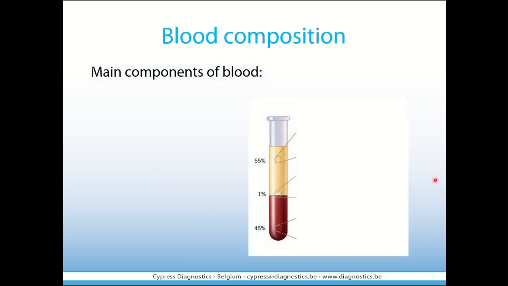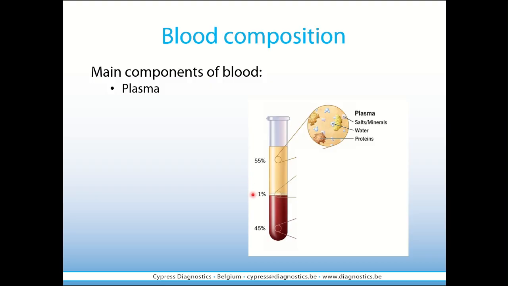To understand the measurement principle of the analyzer, we need to understand the composition of the blood. For easy representation, let's have a look at a centrifuged sample. You will be able to distinguish three layers. First, you have the plasma. It contains salt, minerals, water, and proteins.